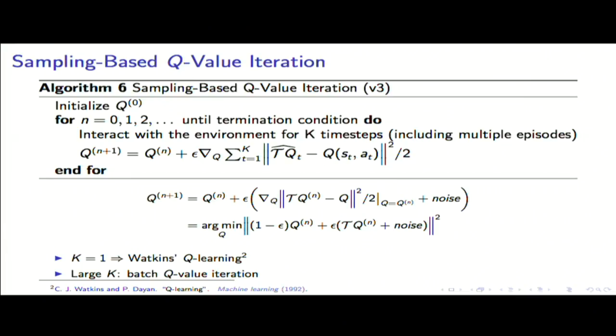Okay, so now we can do a version of the previous algorithm where we do a partial update instead of the full update. So we interact with the environment for k time steps, and then we take a little gradient step on the Bellman error. So we write down our squared error, and we take a little gradient step on it.